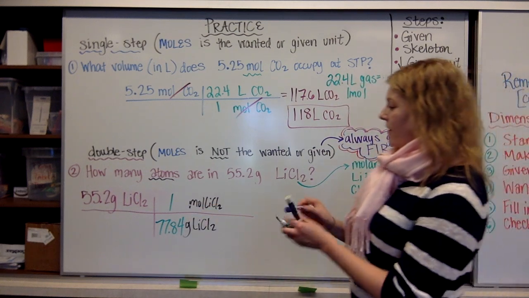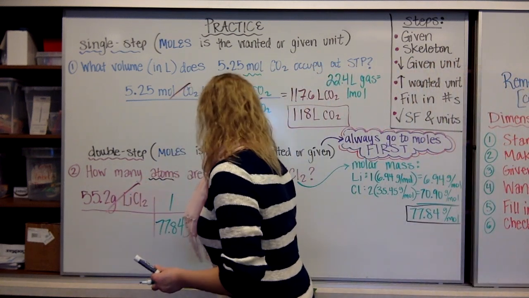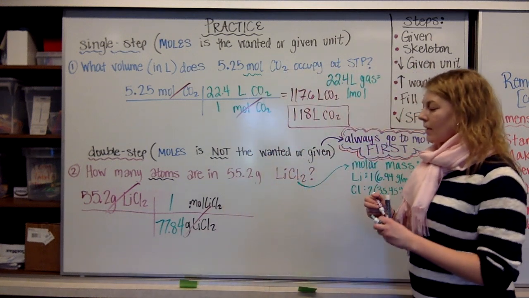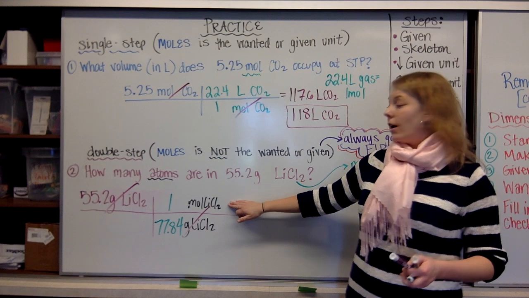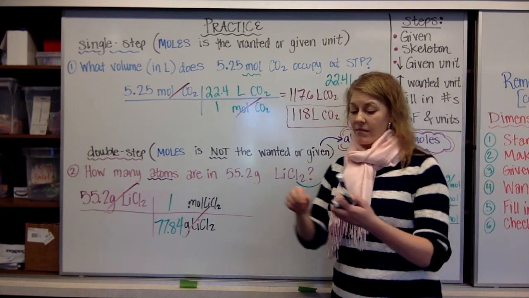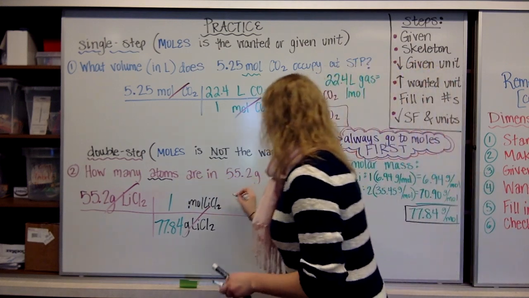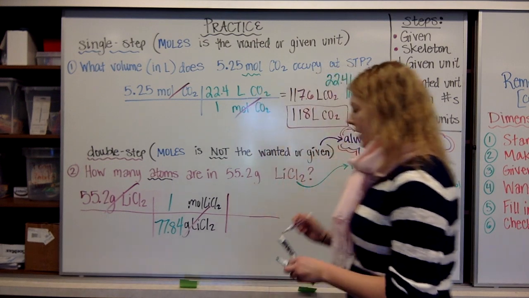Now, what unit crosses off? I have grams on top and grams on bottom. Now I'm left with moles. Is that my final unit that I want? No, I want atoms. So we're going to take this 1 step further, okay?